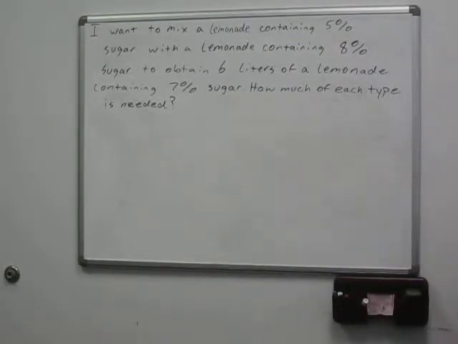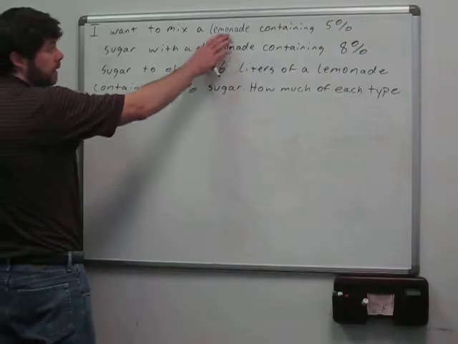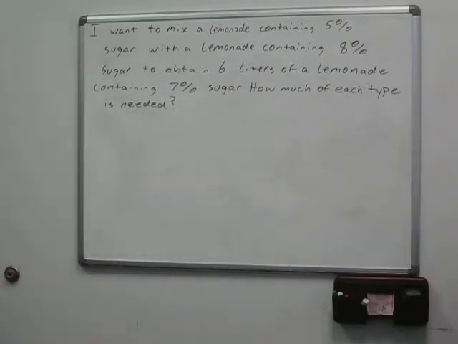In this video, I'd like to solve a mixture problem using a system of linear equations, and hopefully by the end of the problem it'll be clear why a system of linear equations works nicely for these types of problems. In this problem, we want to take a lemonade that's 5% sugar and blend it with a lemonade that's 8% sugar in order to get 6 liters of a lemonade that is 7% sugar. And the question's asking how much of each type is needed.